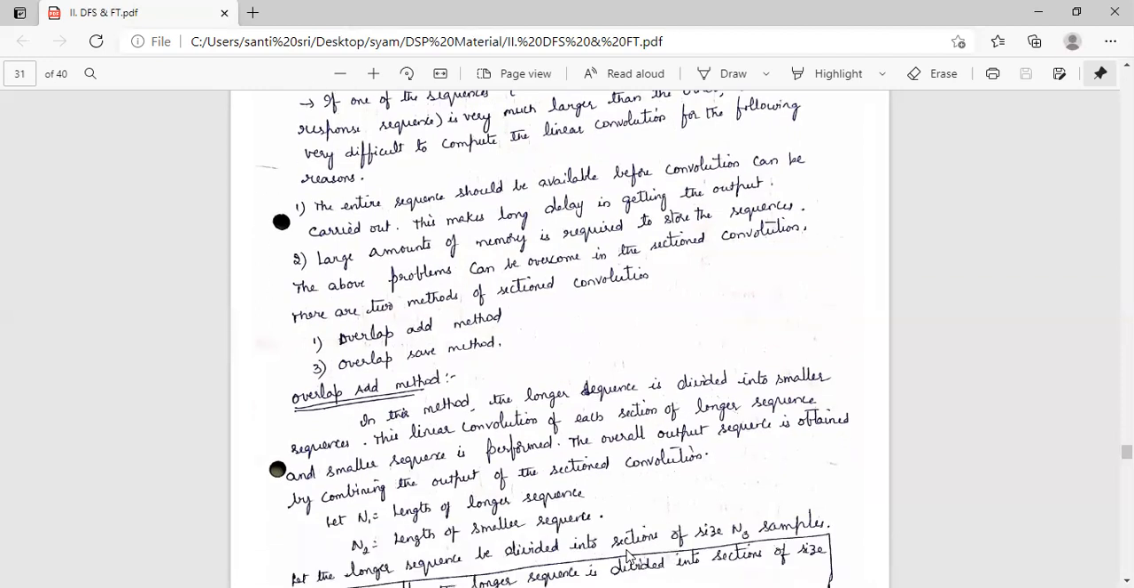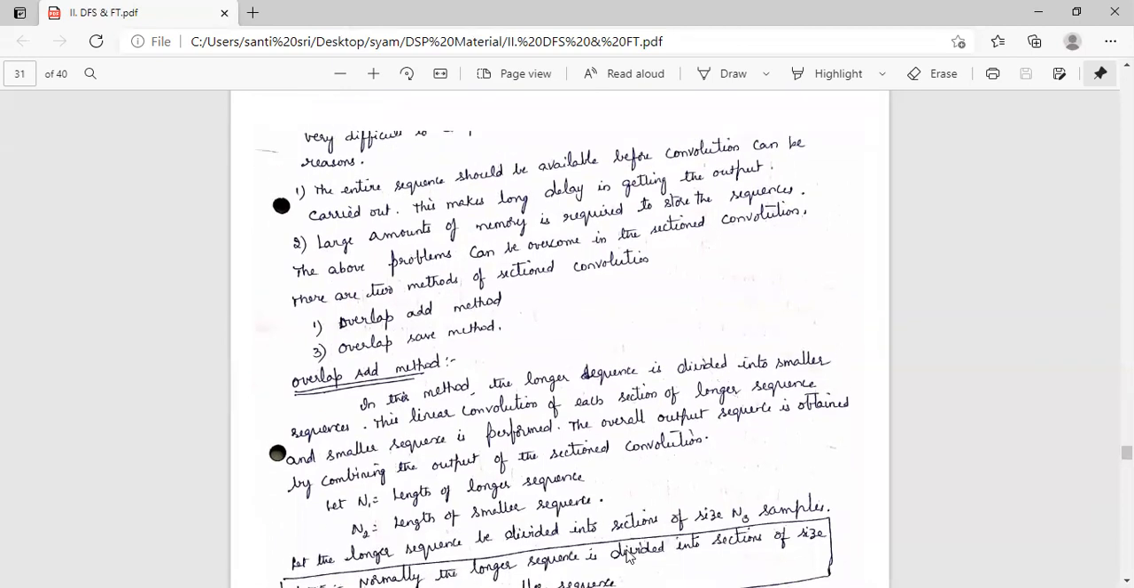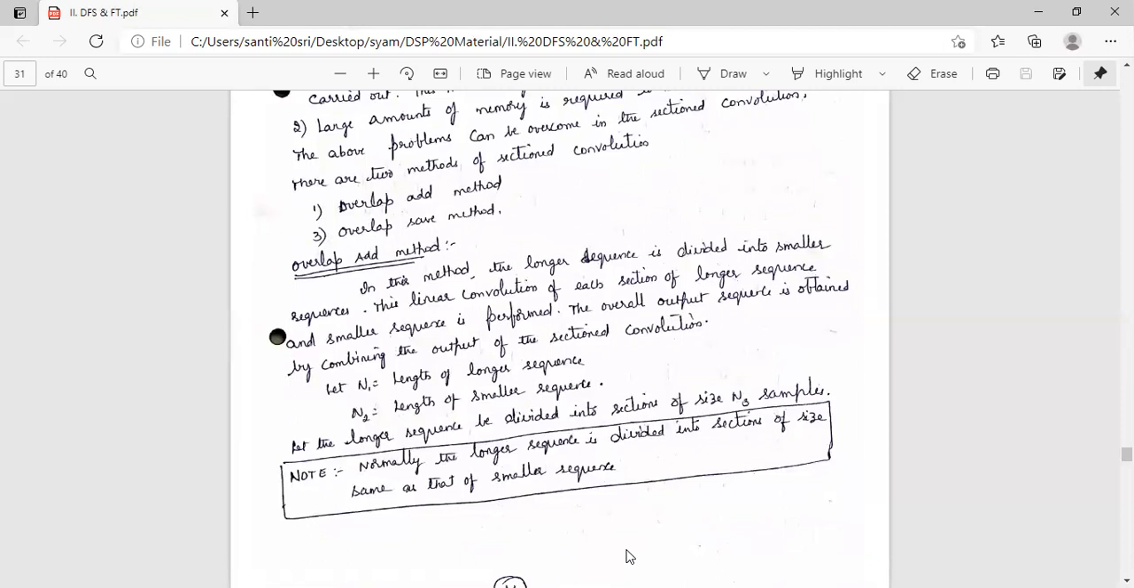What is the overlap add method and what is the overlap save method? See the overlap add method. In this method, the longer sequence is divided into smaller sequences. One of the sequences may be longer than the other one, so take the longer sequence and divide it into smaller sequences. The linear convolution of each section of the longer sequence with the smaller sequence is performed. The overall output sequence is obtained by combining the outputs of the section convolutions. We do the linear convolution with the individual sections and add the results. So that is the overlap add method.